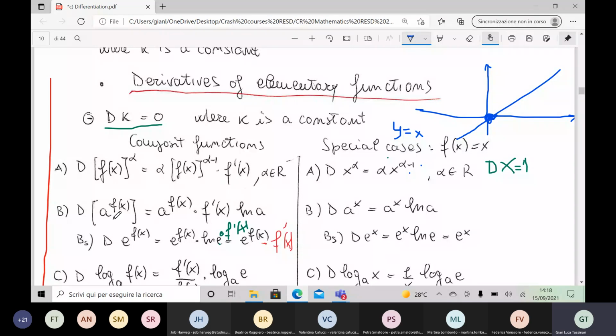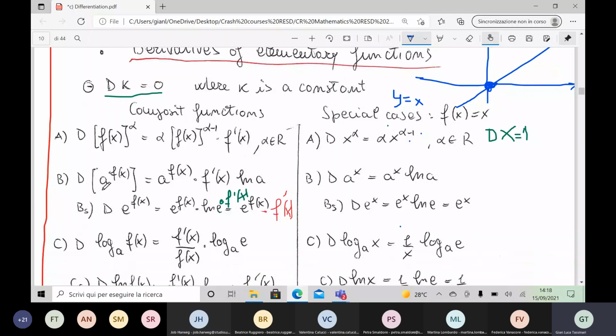Now, rule B, the derivative of a, where a is greater than 0 and different from 1, you remember, a raised to the power f of x. So this is a general exponential function, but it's a composite function because you have the exponential function, but here you don't have simply x, but you have a function of x. So this is a composite function.